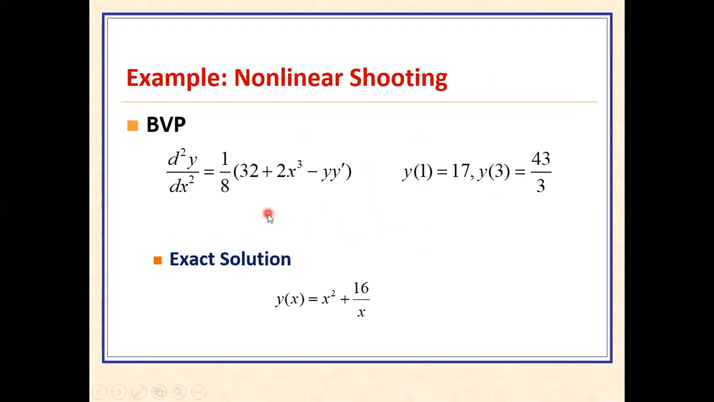So we will illustrate this in this demonstration: d2y/dx squared equal to 1/8 times (32 plus 2x cubed minus y y prime). This product of variable y and y prime makes this problem nonlinear. Boundary conditions are y of 1 equal to 17 and y of 3 equal to 43/3. We have from our reference book the exact solution for this problem that we will use in comparison.